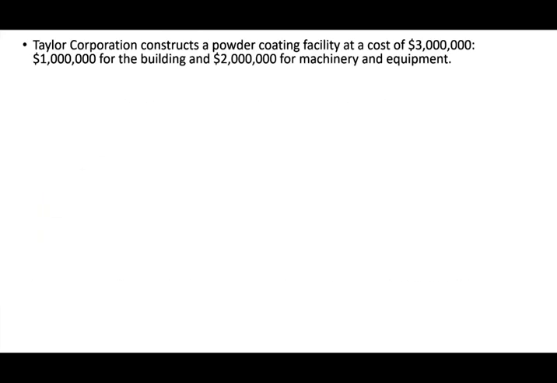Now let's take a look at an example just to see how this all fits together. T Corporation constructs a powder coating facility at a cost of $3 million. $1 million for the building and $2 million for the machinery and equipment. So there's $3 million cost. $1 million is going to be allocated to the building, $2 million for the machinery.